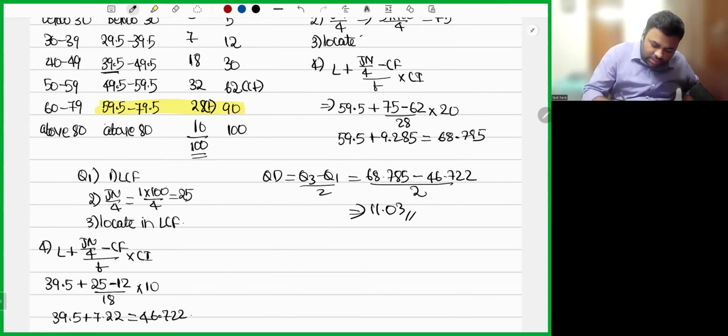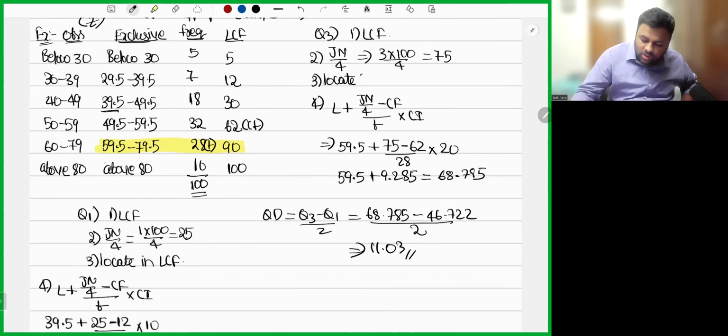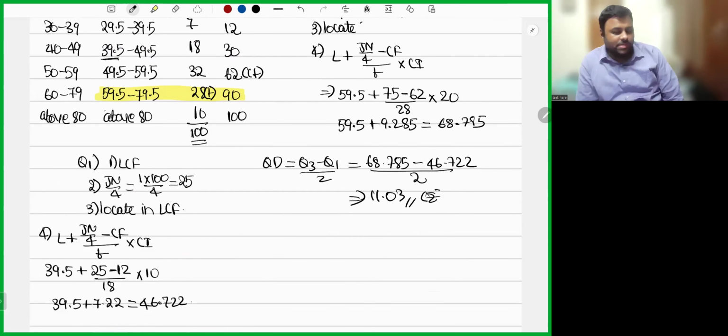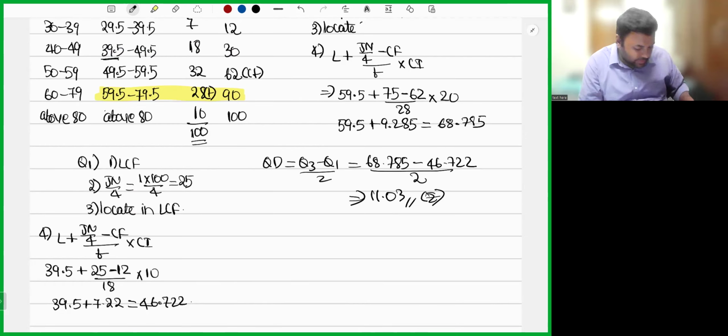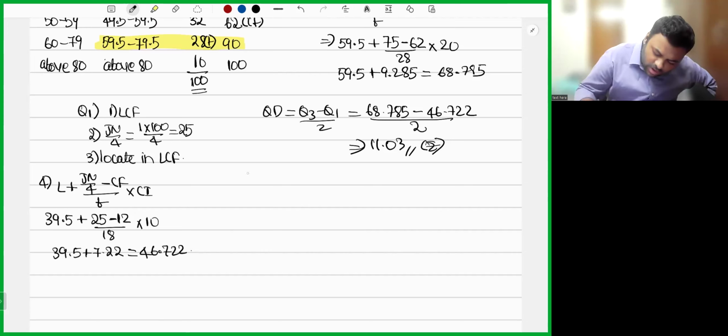Now, this question is given in terms of rupees. So the answer also you'll write in terms of rupees. Be careful, absolute measure should be expressed in units. Relative measure should be expressed in percentages. Okay. Now, quartile deviation we got. What is the formula for coefficient of quartile deviation? Q3 minus Q1 divided by Q3 plus Q1 into 100.